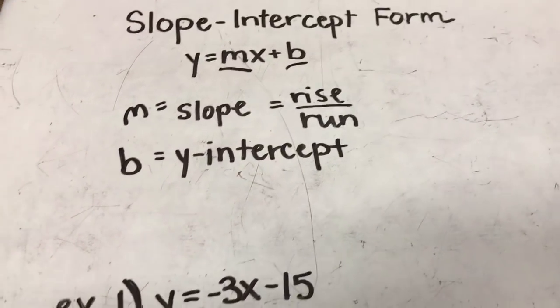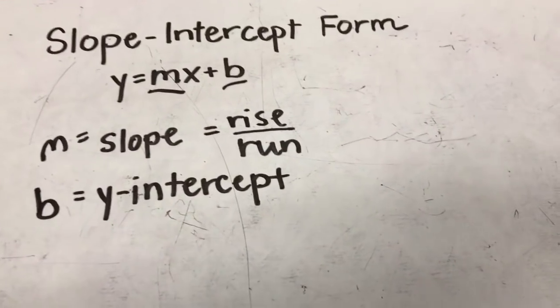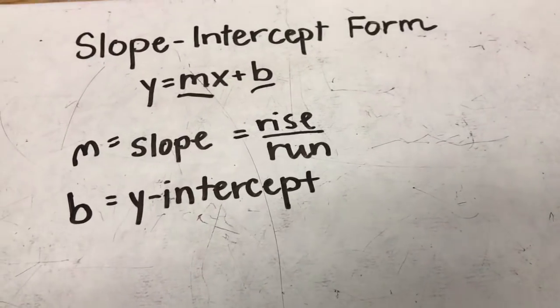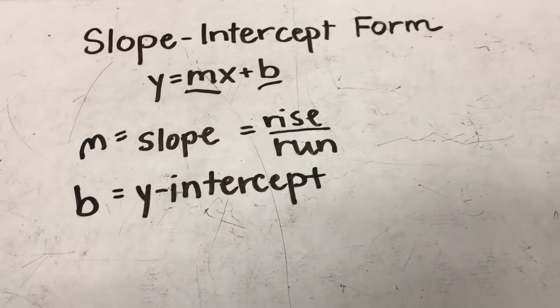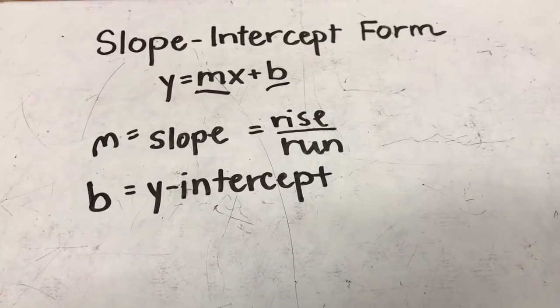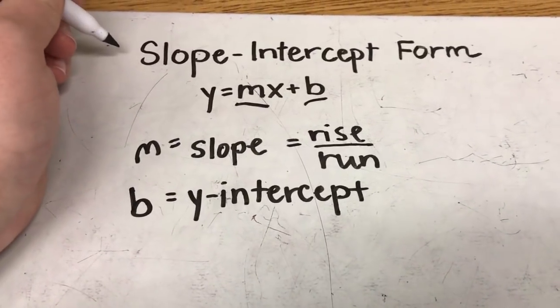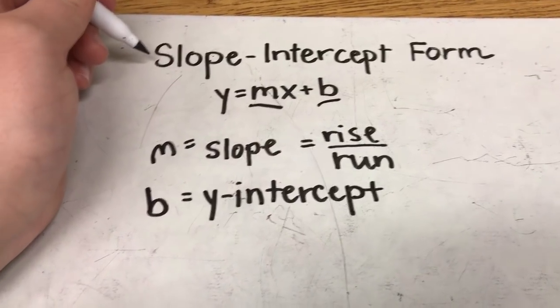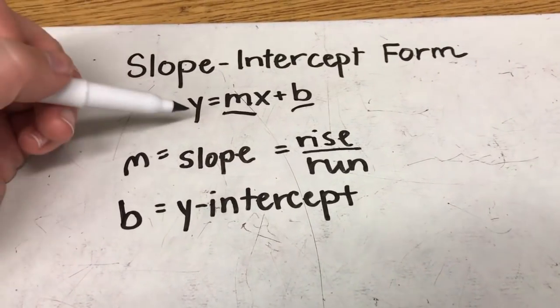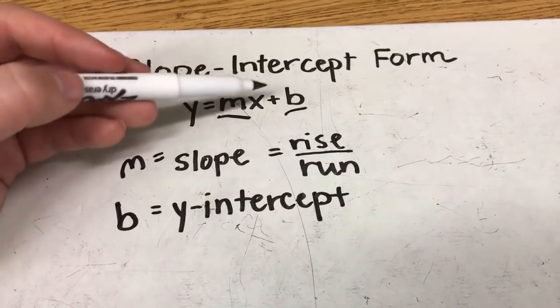All right, guys, so we're going to revisit slope-intercept form today. Make sure you've got it solidly in your brain so that every time it comes up, you know exactly what it means and what to do. So slope-intercept form is the way we typically see equations written, y equals mx plus b.